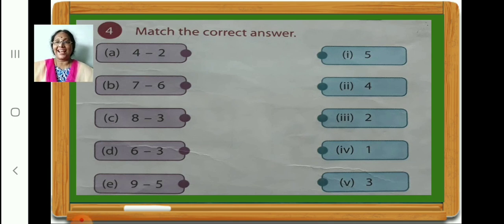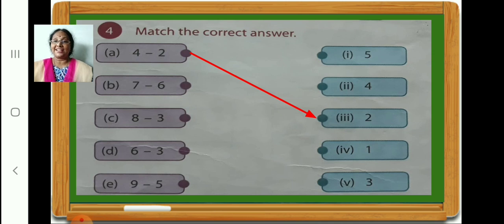Match the correct answer. Here, children, on the left hand side we have purple colored columns, and on the right hand side we have blue colored columns. So let us find the correct answer and match it. First, let us do A. Children, 4 minus 2 is equal to 2. So let us draw a line towards number 2. Finished drawing? Very good.